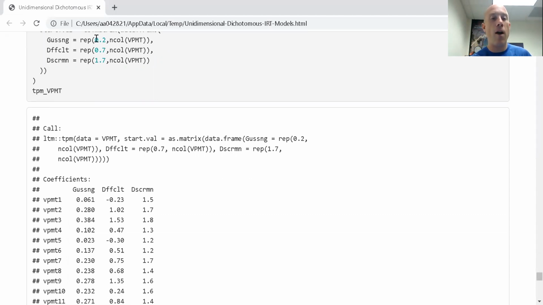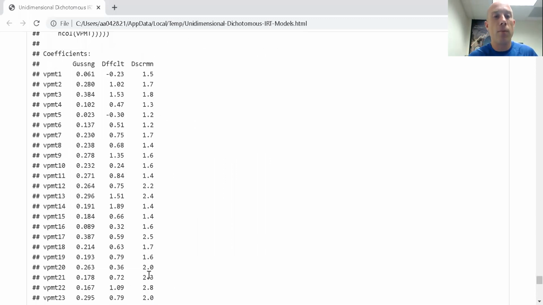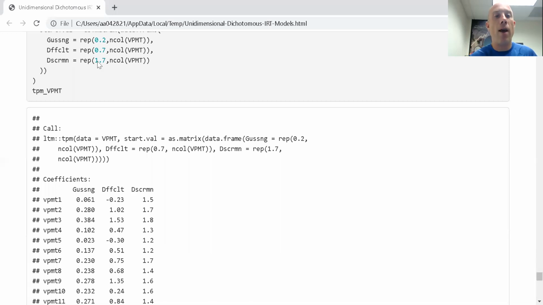So here, the starting value for guessing was 0.2. The initial starting value for difficulty was 0.7 for all of these, and the initial discrimination starting value was 1.7. And we can see that these values aren't too far off from what I have here as a data frame. Now, the values did change with not having starting values and having starting values. So that might be an issue. I would want to dig in, but it didn't change much, so I'm not too worried about it.